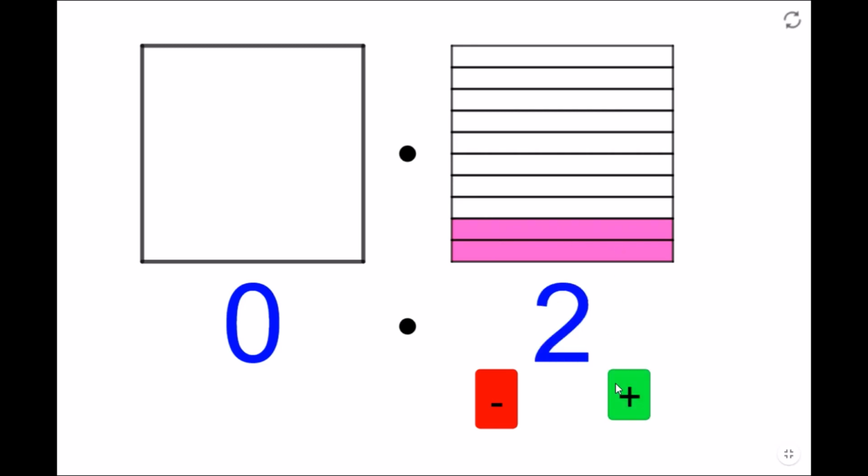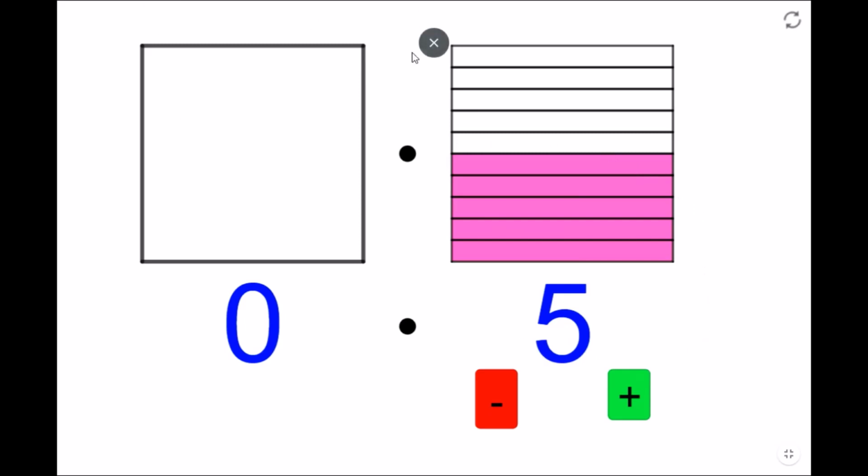Let's shade another one. Now there are 2 shaded out of 10, which means it is 0.2. We'll shade until we get to 10. Now I shaded another one. Now there are 3 shaded out of 10, which means it's 0.3. Now 4 are shaded, which means it's 0.4.